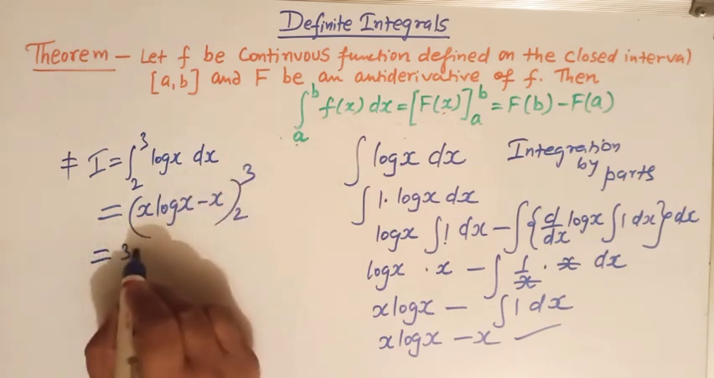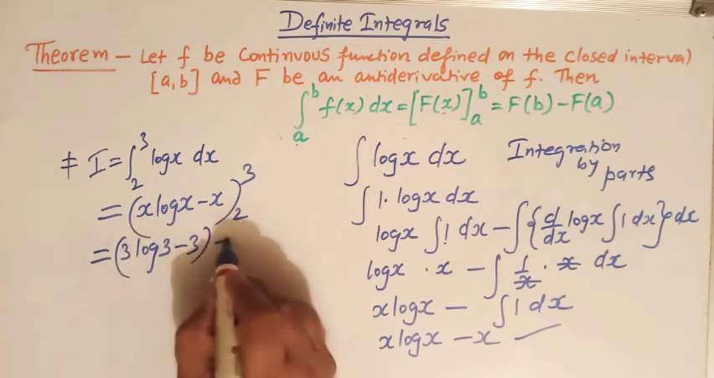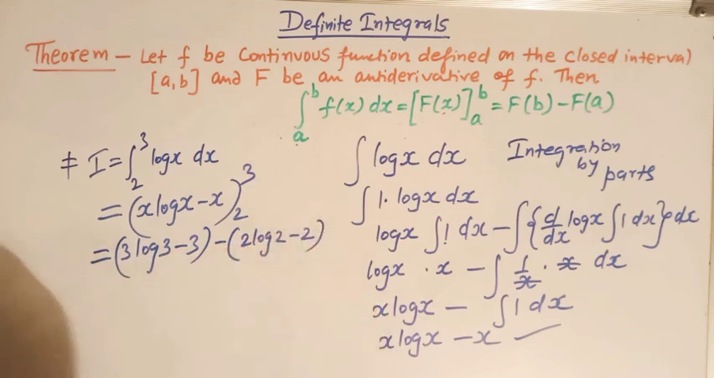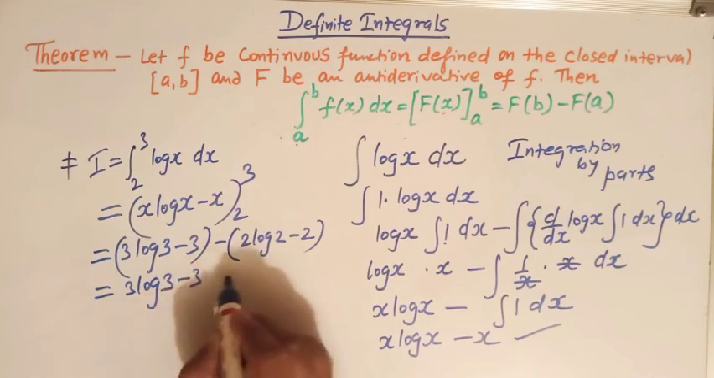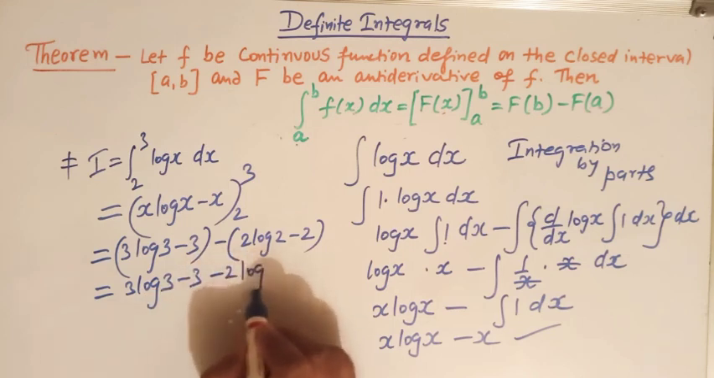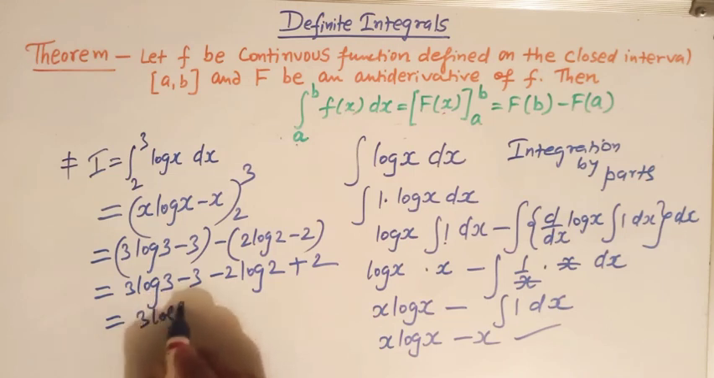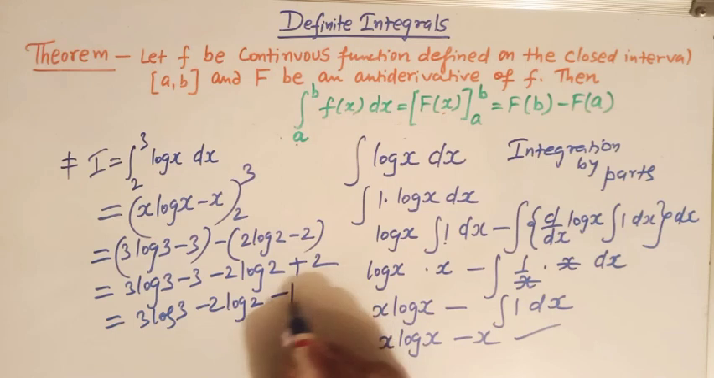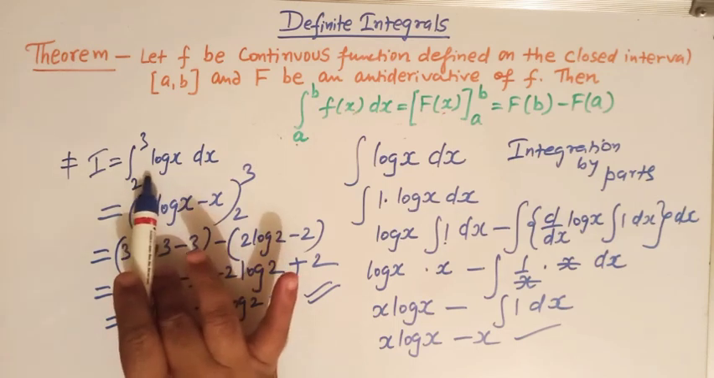So we can write 3 log 3 minus 3, and then we have 2 log 2 minus 2, right? So this can be written as 3 log 3 minus 3. This is minus 2 log 2, and this is plus 2. So we have 3 log 3 minus 2 log 2 minus 1, right? So this is the required value of this integral.